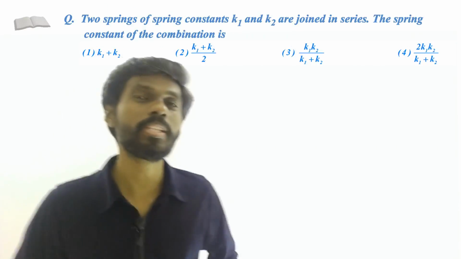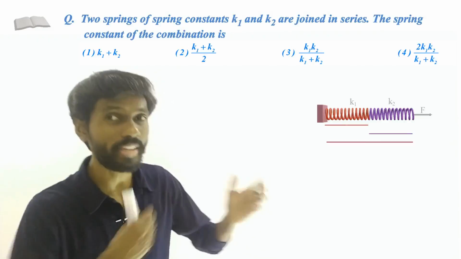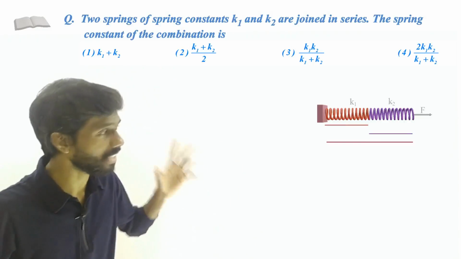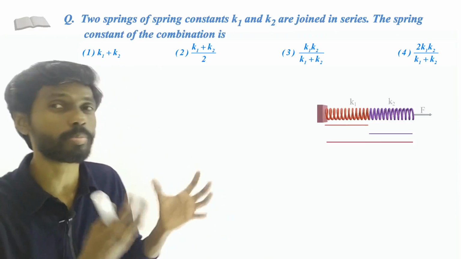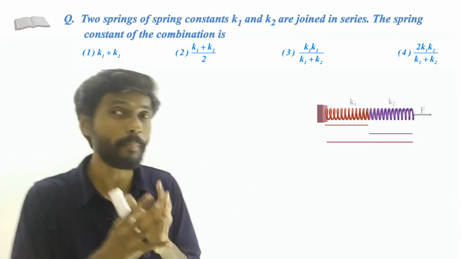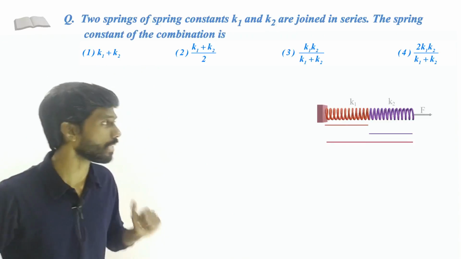This time two springs with different spring constants K1 and K2 are joined end to end. Now we have to find the combined spring constant. This is called a series combination of two springs. Two springs are joined end to end, so that means we have to find the combined spring constant of these two springs. Okay, now what do we do?